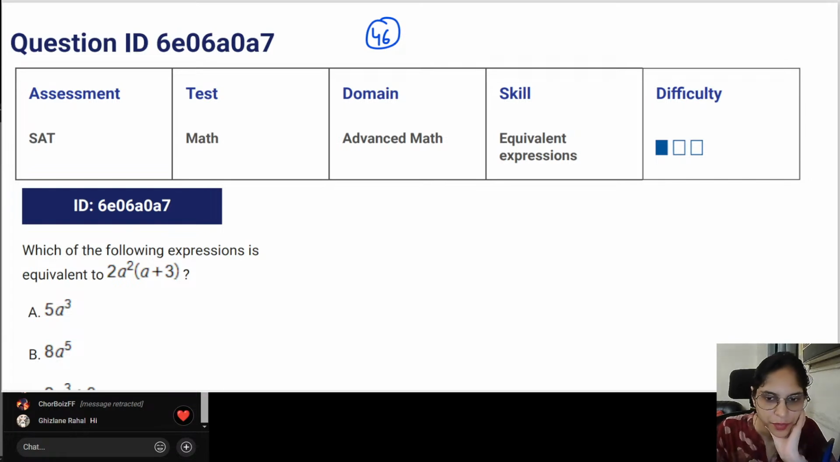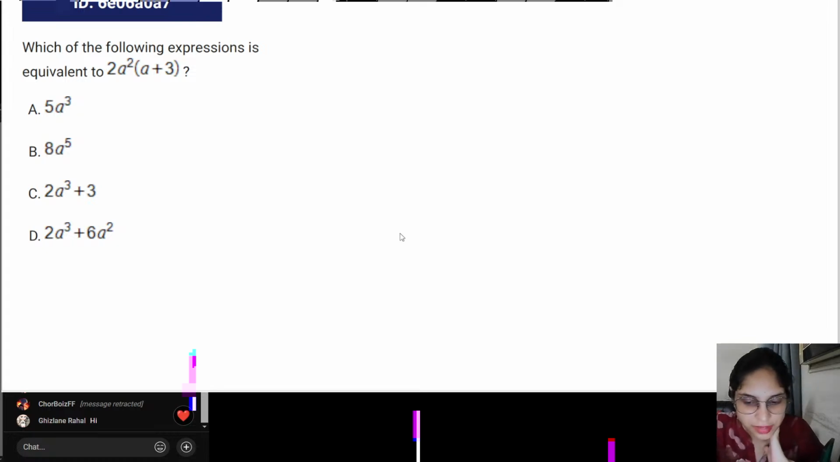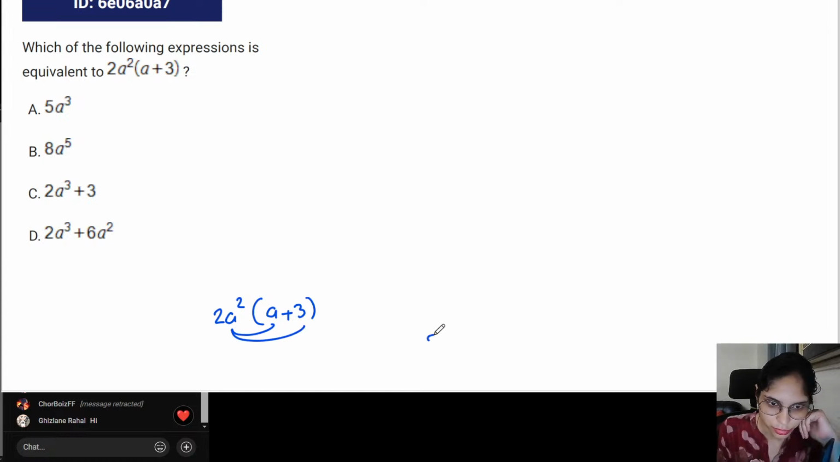Now, this one, 46. Which of the following expressions is equivalent to this? Over here, this is the opposite of factorization. This is multiplication, so you will just use the distributive property. 2a squared times a plus 3, distribute. 2a cubed plus 6a squared. A squared times a, you're just applying the law of indices. So law of exponents we are using everywhere. 2 plus 1, so it's 3. And then it's just 6a squared. So 2a cubed plus 6a squared, this is our answer.